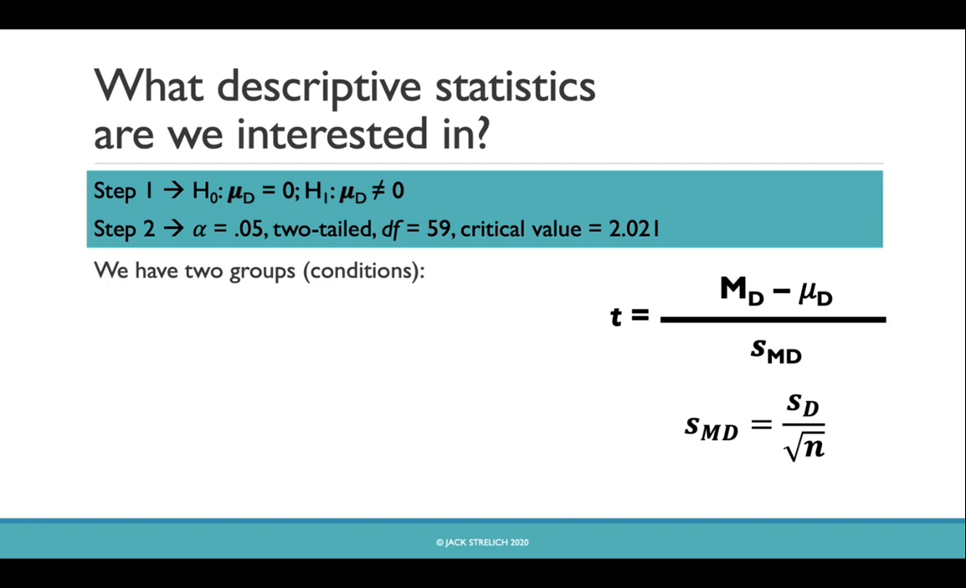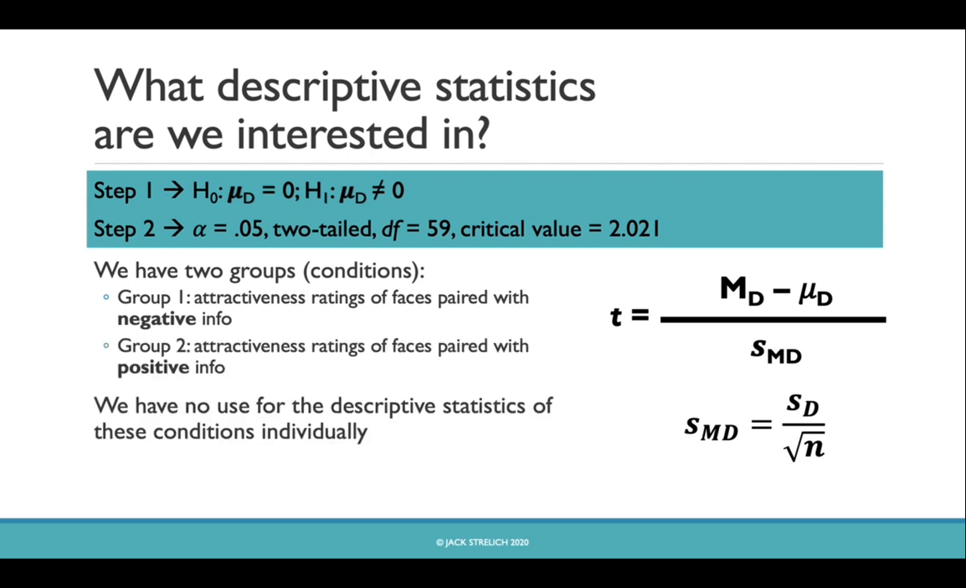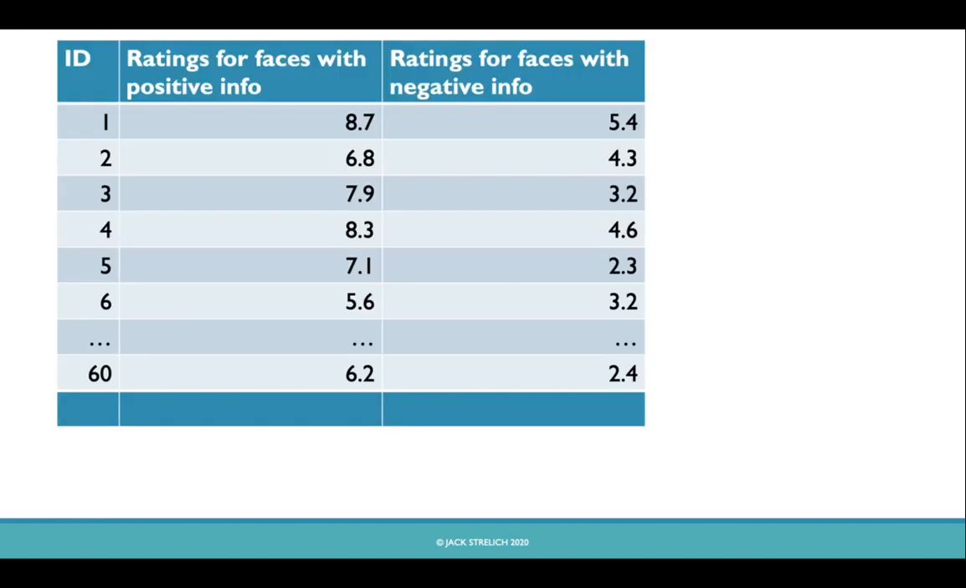We have two groups, or conditions here. In group 1, we have attractiveness ratings of faces paired with negative info, while in group 2, we have attractiveness ratings of faces paired with positive info. We have no use for the descriptive statistics of each of these conditions individually. Rather, we're interested in how participants' ratings change between the two conditions. So, to calculate our test statistic, we first need to calculate difference scores for each individual.